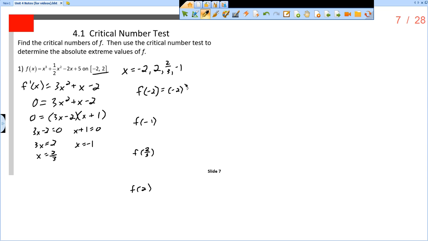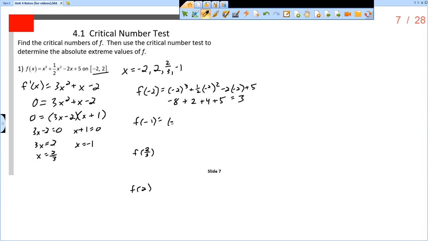So -2 cubed plus half of -2 squared minus 2 times -2, and then plus 5. All right, so -2 cubed is -8 plus half of -2 squared. So -2 squared is +4. Half of that is 2 minus 2 times -2, so +4 plus 5. So -8 plus 2 is -6 plus 4 is -2 plus 5 is 3.